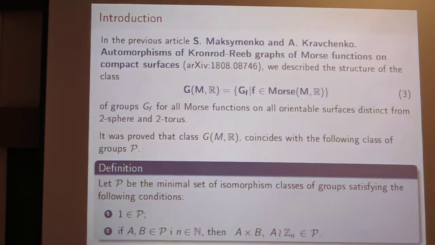It was proved that the class G(M, R) coincides with the following class of groups P. You can see the definition of this class P. Let P be the minimal set of isomorphism classes of groups satisfying the following conditions. First, 1 is in P, and second, if A and B are in P, and n is in N, then A times B and A wreath product Z_n are in P.